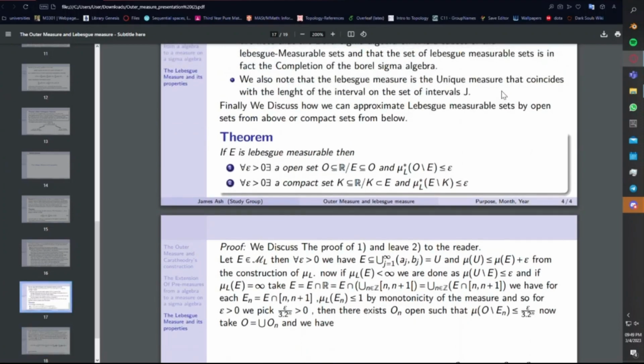So, from the very definition of the measure, if we take any epsilon greater than 0, then we're going to find an open cover such that the measure of U is less than the measure of E plus epsilon, because the measure of E is the infimum of the measure of all such covers, if you remember. So this is from the very construction of the Lebesgue measure. And we're going to distinguish two cases. First, we'll start with the measure of E being finite.